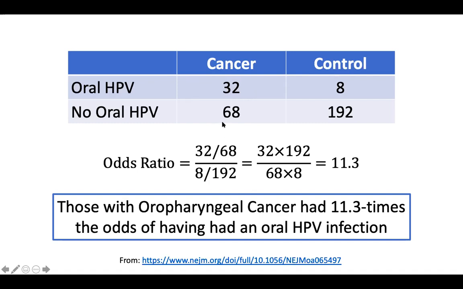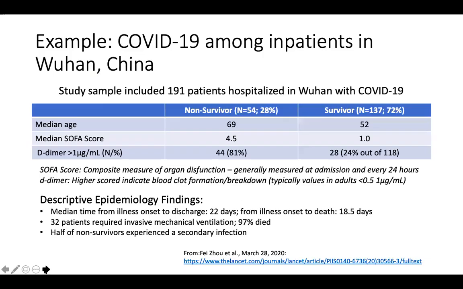This is 32 over 68, divided by the odds of having an oral HPV infection among the control group, which is 8 over 192. We work this all out, and their estimate is an odds ratio of 11.3. We can say those with oropharyngeal cancer had 11.3 times the odds of having had an oral HPV infection. That's a very strong odds ratio, a very strong relationship, published in a very well-cited journal, the New England Journal of Medicine, and a really important finding with respect to cancer prevention in the United States.